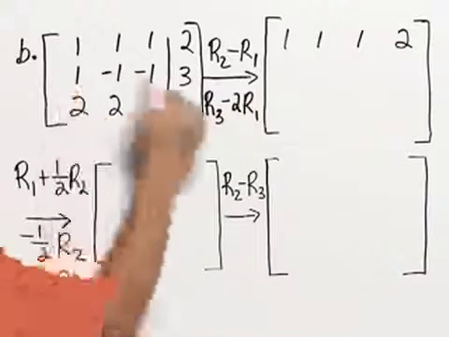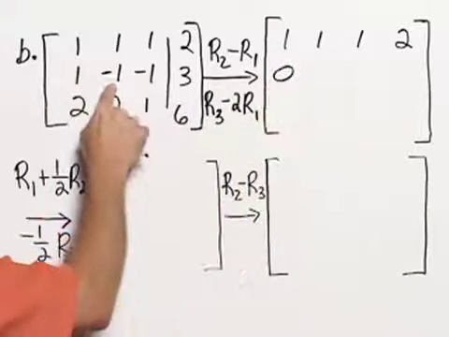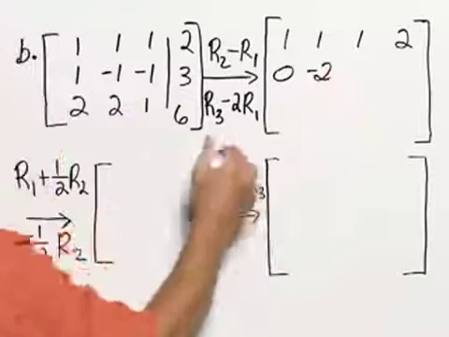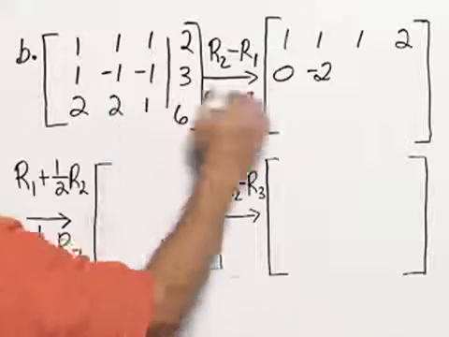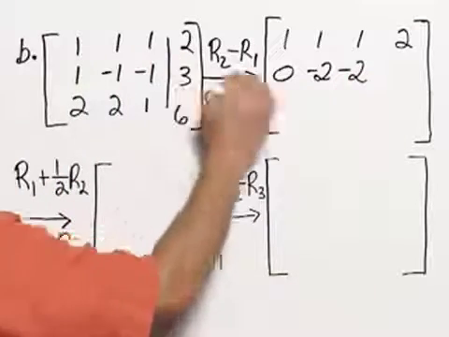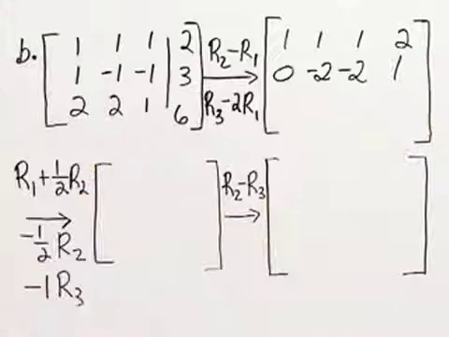So it's 1 minus 1, which is 0. Negative 1 minus 1 is negative 2. Negative 1 minus 1 is negative 2. And 3 minus 2 is positive 1.